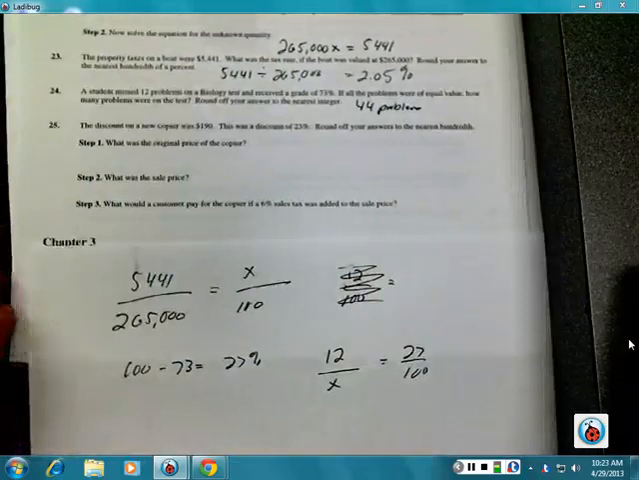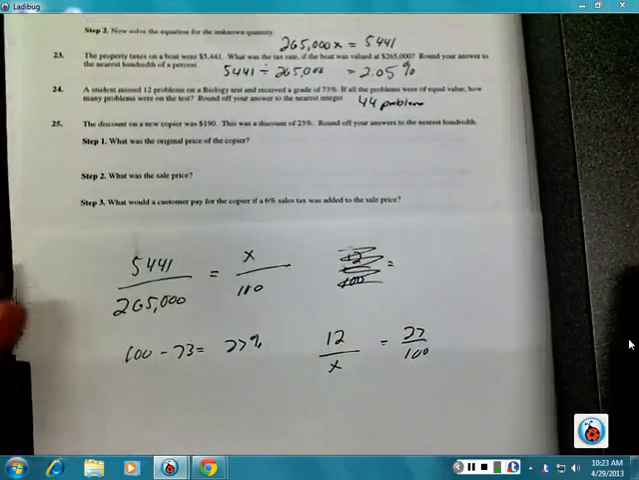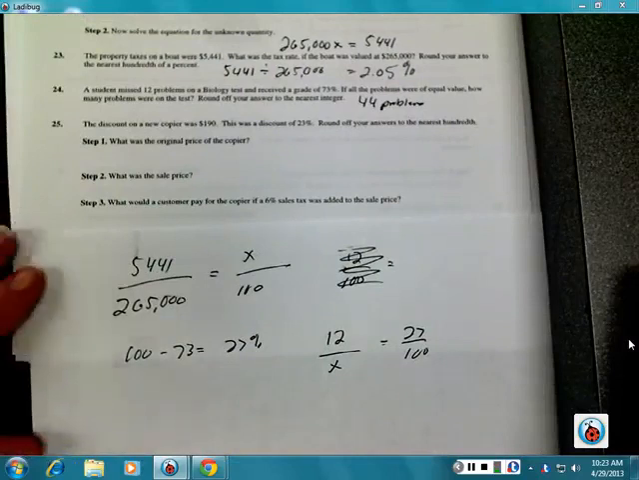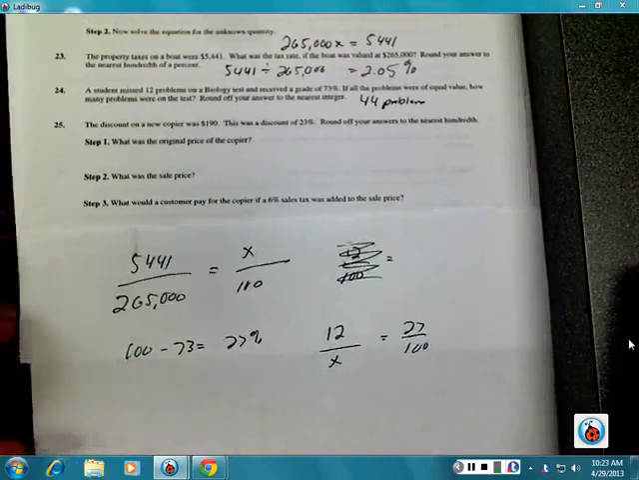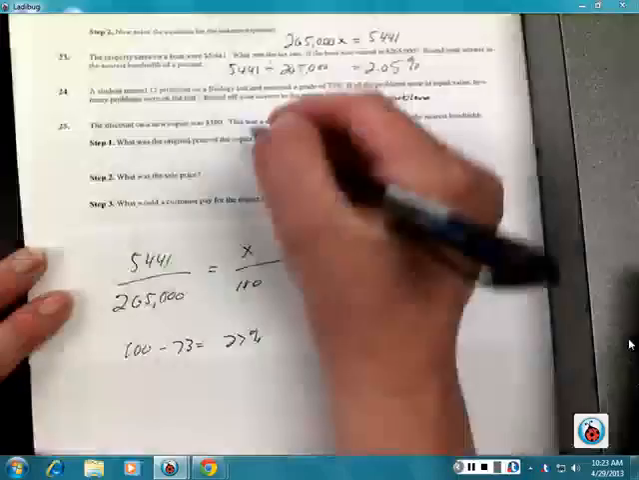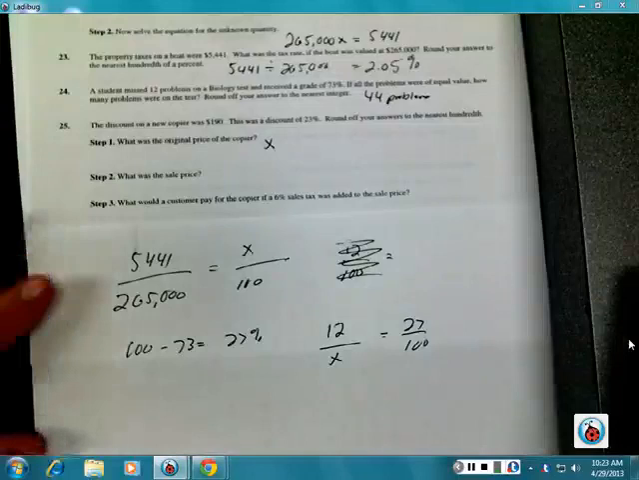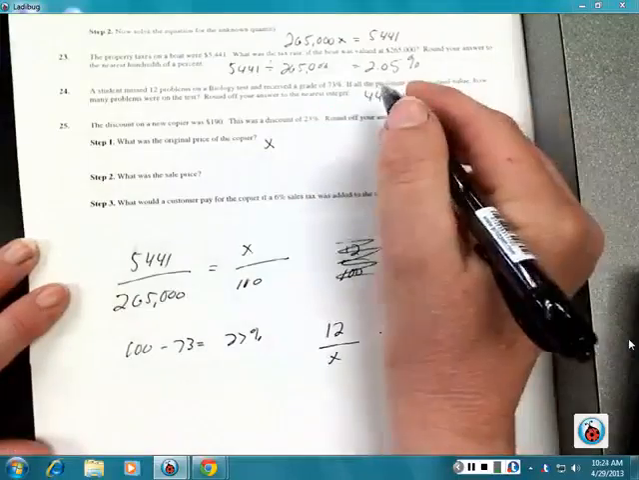The discount on a new copier is $190. This was a discount of 23%. Round your answer to the nearest hundredth. What is the original price of the copier? Okay, the discount on the copier, so you don't know what the price is. The price is going to be x. And you know what the discount is, so it's going to equal 190.